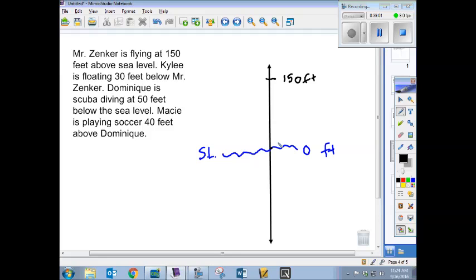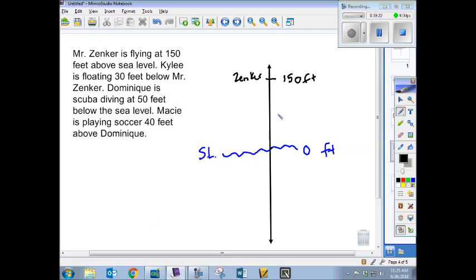All right. So he's at 150 feet, so we're going to put Zenker there, because that's where he is. He's up there flying in an airplane or whatever, and he is that far above sea level. Does everybody agree with that? Because sea level is 0. If he's 150 feet above it, that means he's at 150. Everybody got that? Okay.